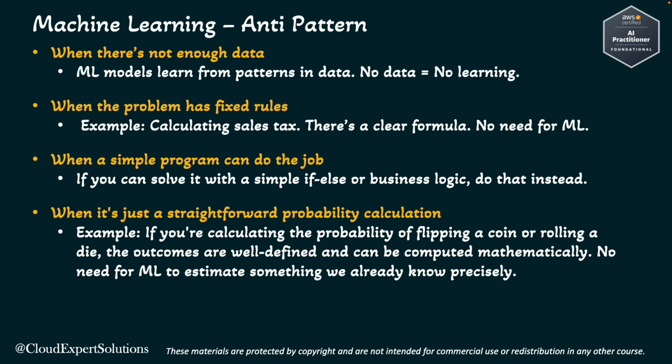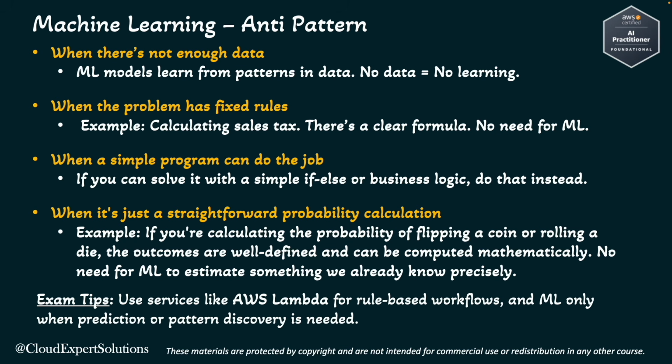And last but not least, when it's just a straightforward probability calculation. Maybe you want to calculate the probability of flipping a coin or rolling a dice, and the outcomes are well defined and can be calculated with probability formulas. In those cases, you don't need a machine learning model to estimate something which is already available or which you know precisely. During the certification, if you see any of these use cases, you should not choose any machine learning model or any machine learning algorithm.